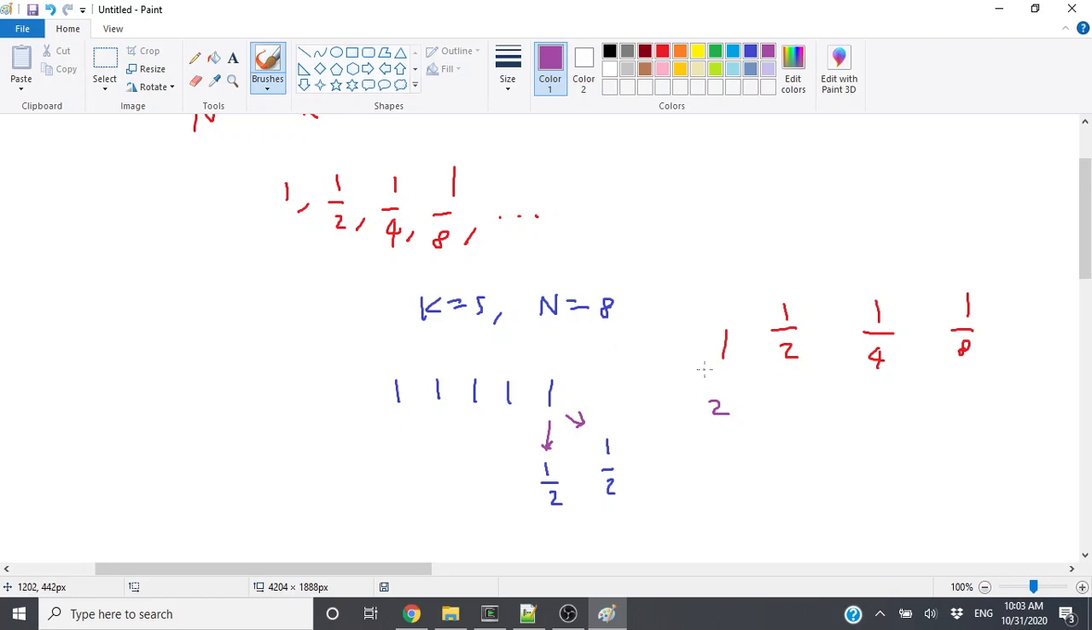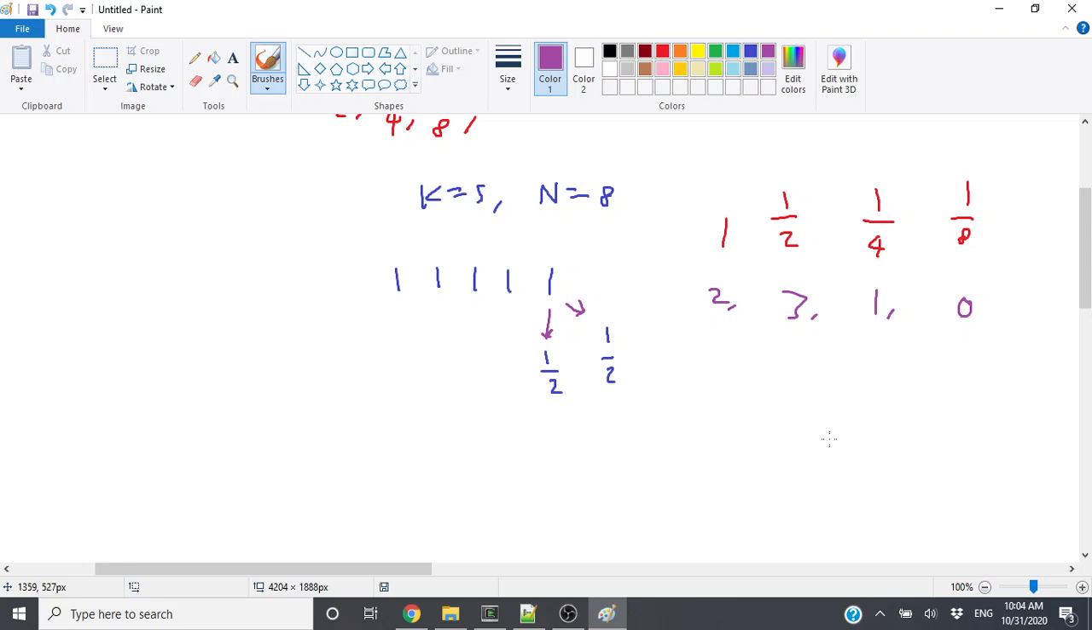Then how many times do we split a 1 half into a 1 fourth? Let's say 3 times. Then how many times do we split a 1 fourth into a 1 eighth? One time. Then how many times do we split a 1 eighth into 1 16th? For example, 0 times. Because we don't have any 1 16ths anymore, the rest of the sequence is done. So it's a sequence of numbers representing how many times we split each number into smaller ones, and as soon as we have a 0, we're done.